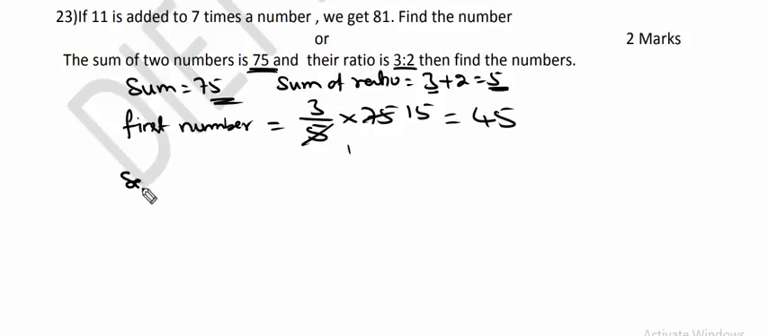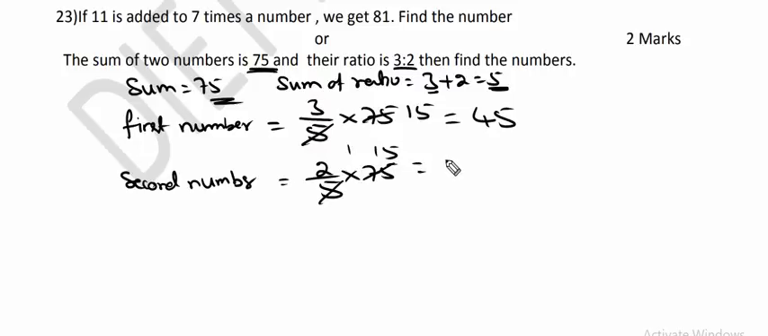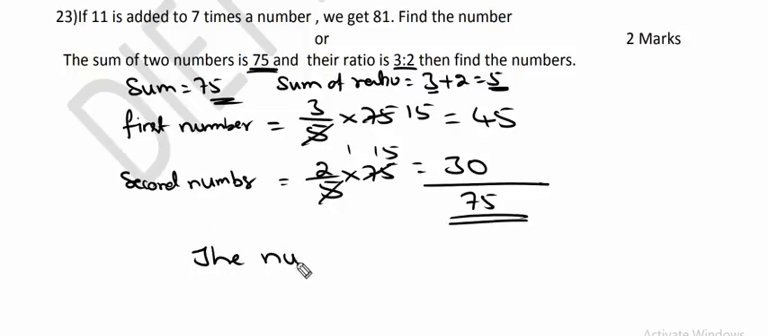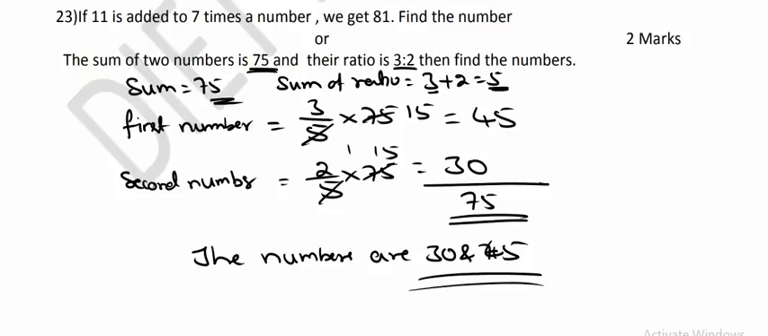Then we have to find out the second number. For finding the second number we follow the same rule. For 5 it is 2, so what about for 75? 5 fifteens are 75, so 15 into 2, that is equal to 30. Now by adding both these two, you get again 75. So these are the numbers. You have to write here: the numbers are 30 and 45. These two are the numbers.